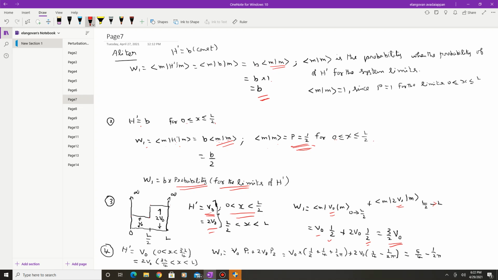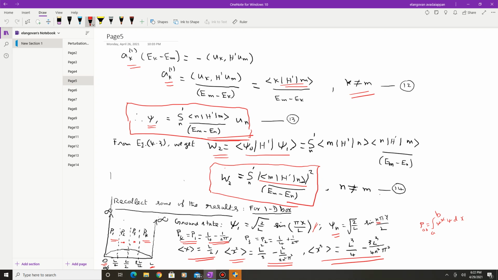Now consider another case. H prime is equal to V naught if x lies between 0 to 3L by 4, and 2V naught between 3L by 4 to L. So here, between the first limits, this is V naught and the probability is P1, and here plus 2V naught into the probability P2. What is P1? P1 is the probability of finding the particle between 0 to 3L by 4. We have already given the table, so you already calculated this one.